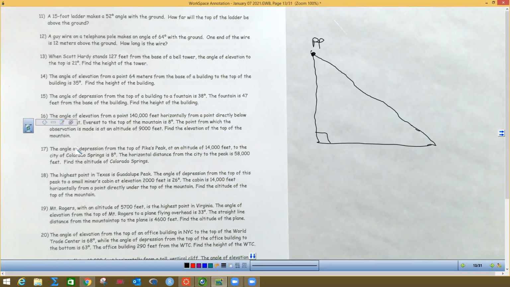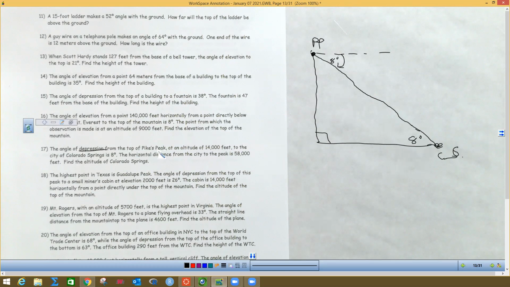Number 17, the angle of depression. Where does an angle of depression go? Angle of depression comes out here, right? It's not in the triangle up here. So the angle of depression was 8 degrees coming down. Now this is Colorado Springs over here. What else equals 8 degrees besides the depression? What's exactly the same as the angle of depression? I'm going to put the 8 degrees down here because they're alternate interior angles.